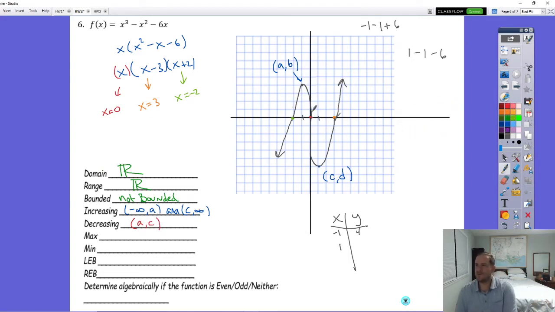So what about the maxes and mins? You'd have to say the local max is at y equals B, whatever that local max is right there. We never figured it out, so we're going to call it B. We've got a local min as well, and it's at D.